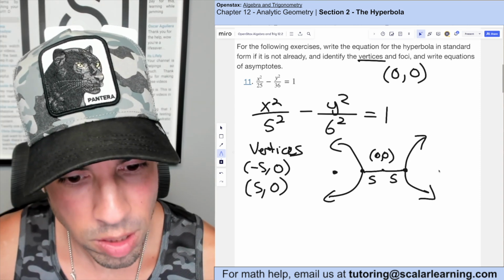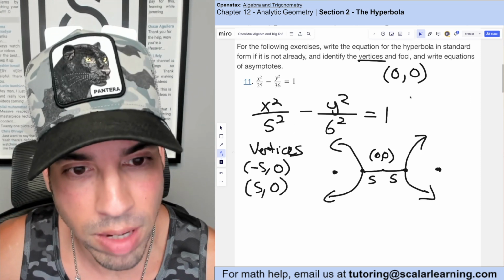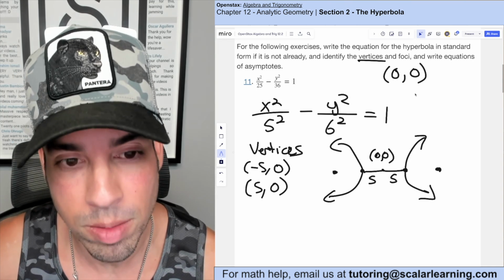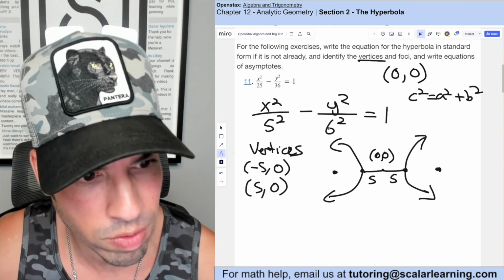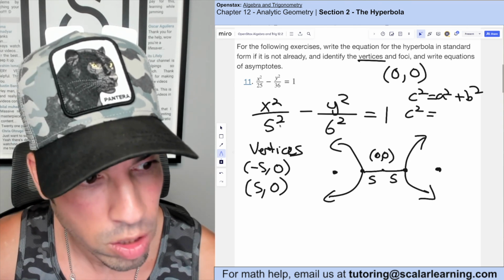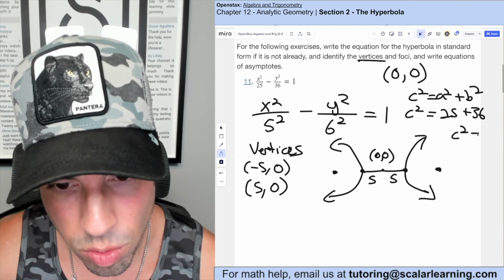We know the foci are going to be in here on this transverse axis. And how do we get that? Well, we need to know our c value. For hyperbolas, unlike ellipses, c squared equals a squared plus b squared, which are these values. So c squared equals 25 plus 36, and that simplifies to 61.